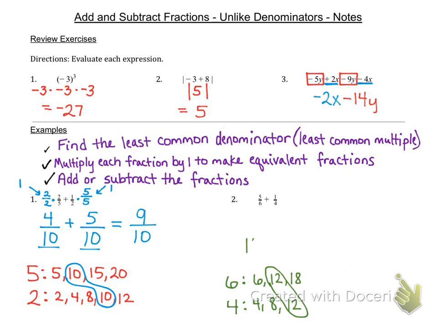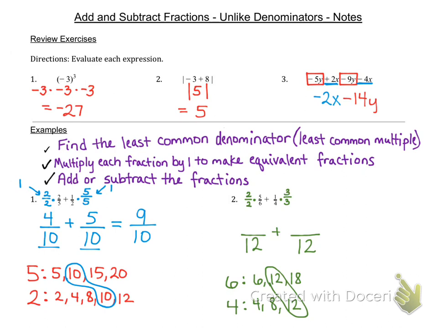So I'm trying to make both of those fractions have the denominator of 12. In order to make my first fraction have the denominator of 12, I need to multiply 6 times 2 to get 12, so I also have to multiply the top of the fraction by 2. So I'm really multiplying 5/6 times 1. And then how do I take 1/4 and make that have a denominator of 12? Well, I need to multiply 4 times 3, and I need to multiply the top of the fraction by 3.